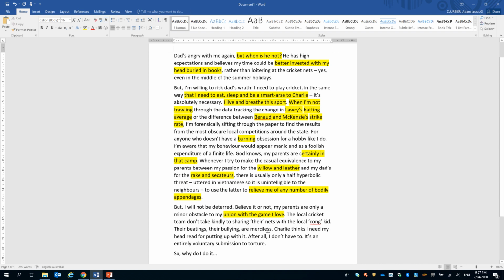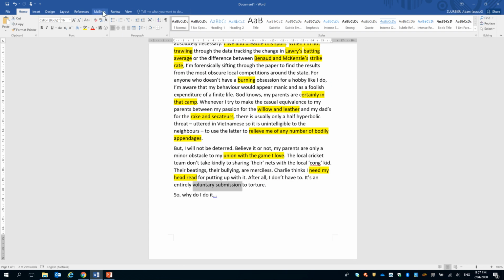Okay. Their beatings, their bullying, I'm merciless. Charlie thinks I need my head read. Okay, so that's a metaphor. And it's sort of a colloquial metaphor. It's one that we use here in Australia a lot. For putting up with it. After all, I don't have to. It's an entirely voluntary submission to torture. Okay, so there's some pretty sophisticated language use that reflects the wide vocabulary that he has in his patterns of language use as a character.